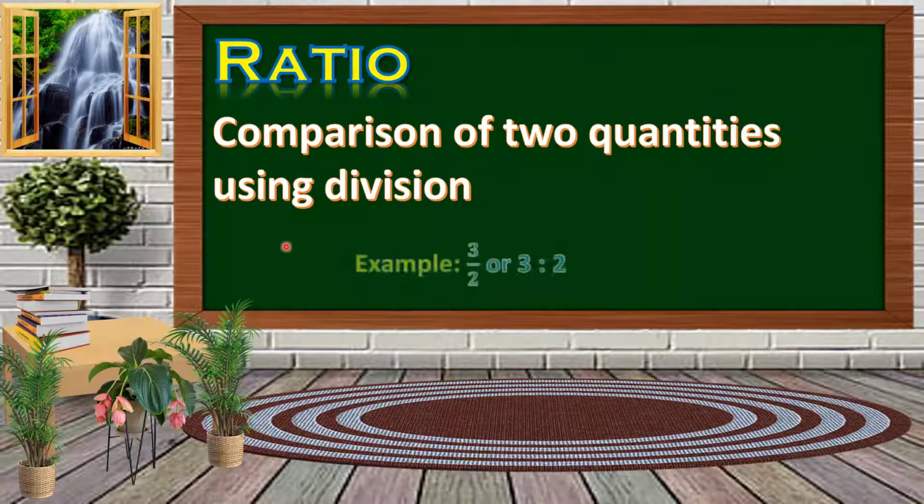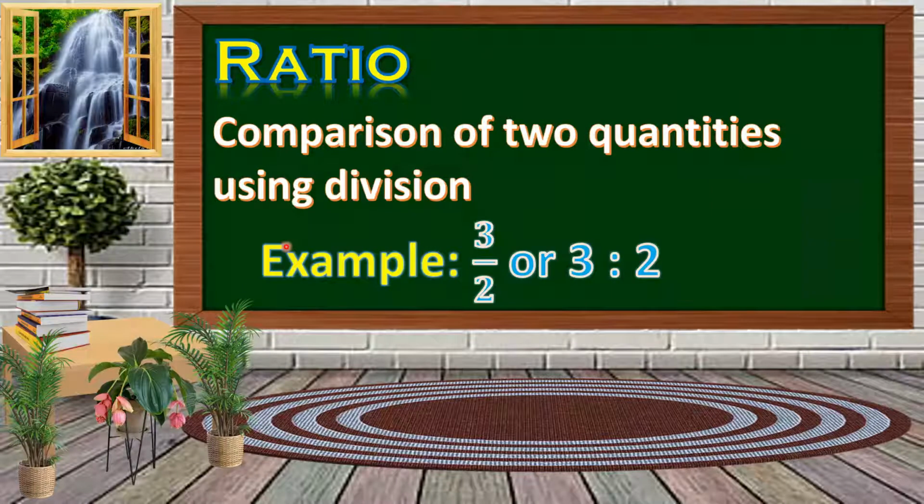So for example, we have 3. In the fraction form, we have 3 over 2, and in the colon form, we have 3 to 2. By the way, this is read as 3 to 2. So that is our first example.